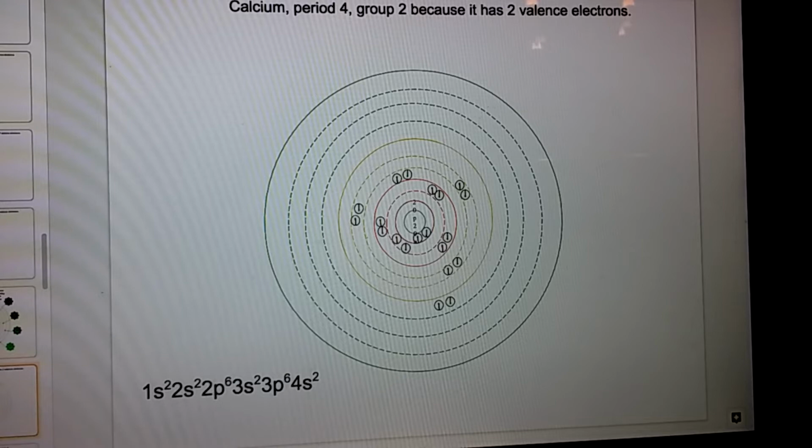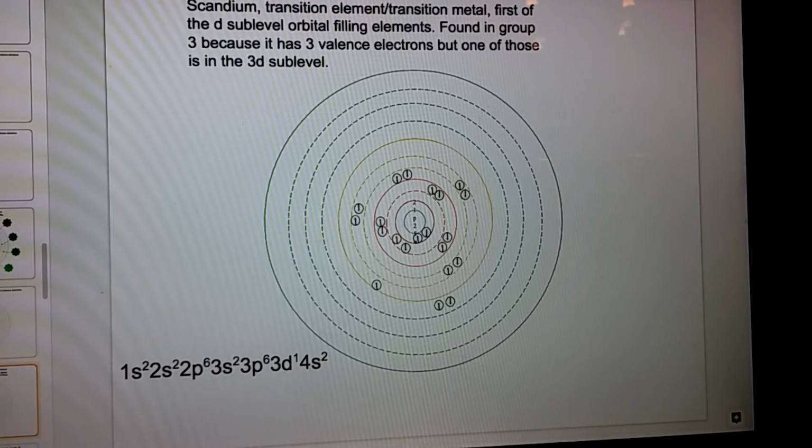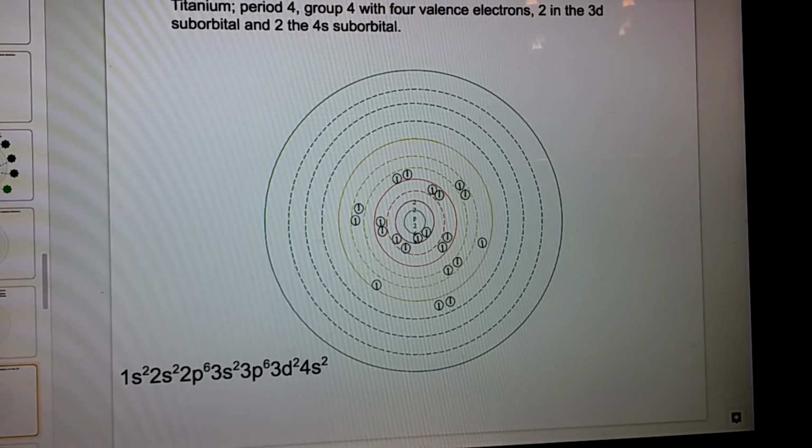Calcium, period 4, group 2 because it has 2 valence electrons. Scandium, transition element / transition metal, first of the d sublevel orbital filling elements. Found in group 3 because it has 3 valence electrons, but one of those is in the 3d sublevel. Titanium, period 4, group 4 with 4 valence electrons, 2 in the 3d suborbital and 2 in the 4s suborbital.